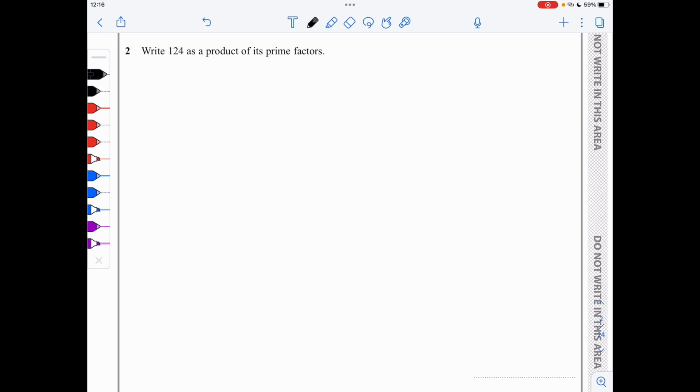In 2, we need to write 124 as a product of its prime factors. So I will keep dividing 124 by prime numbers until I end up with 1. So 124 divided by 2 is 62. 62 divided by 2 is 31. 31 is a prime number. So 124 is 2 squared times 31.